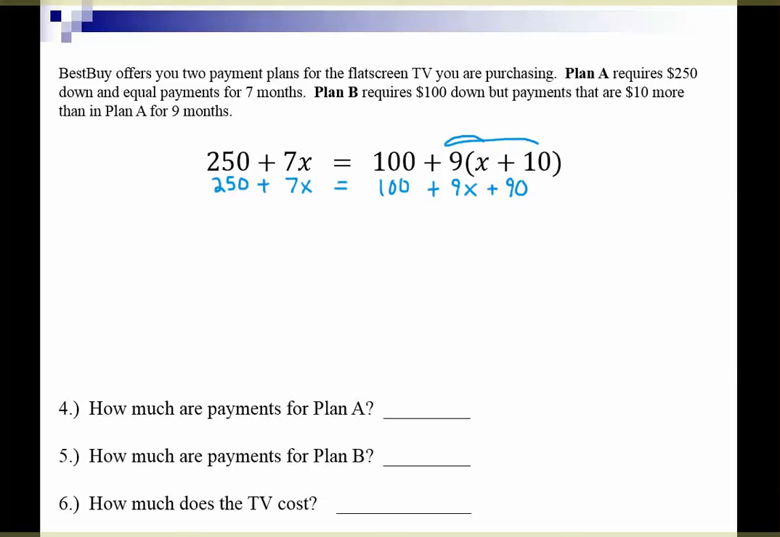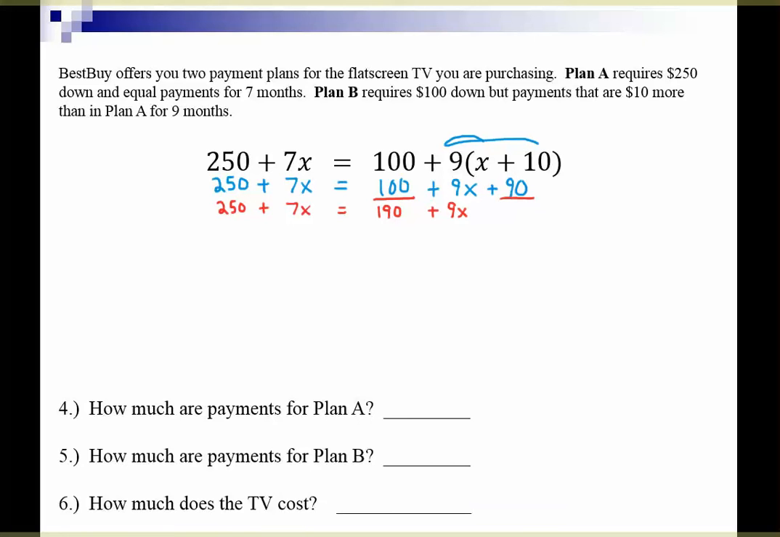Also notice after we've distributed, we are going to have some like terms to combine. So our second step will be combining the 100 with the 90 because they are like terms on the same side. So let's go ahead and do that now. So once again, 250 plus 7x equals, and then 100 plus 90 will be 190 plus 9x.